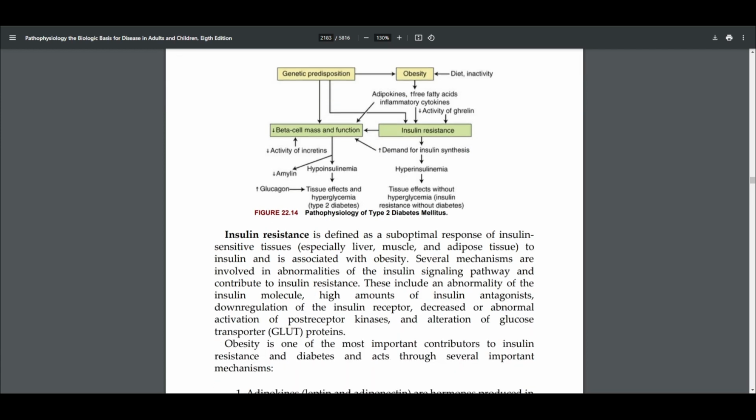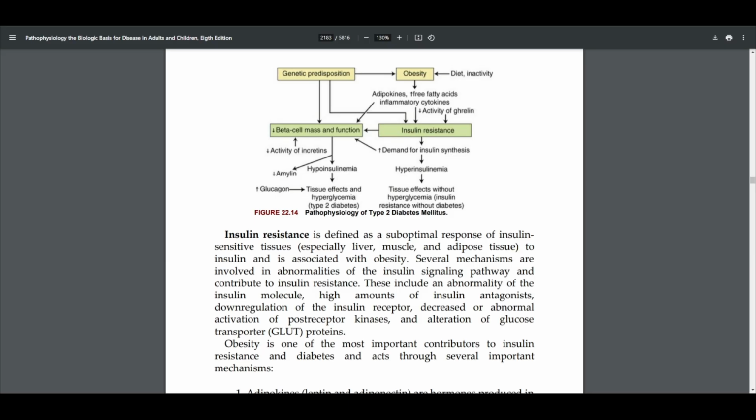So, insulin resistance is defined as a suboptimal response of insulin-sensitive tissues to insulin and is associated with obesity. Several mechanisms are involved in abnormalities of the insulin signaling pathway and contribute to insulin resistance. These include an abnormality of the insulin molecule, high amounts of insulin antagonists, downregulation of insulin receptor, decreased or abnormal activation of post-receptor kinases, and alteration of glucose transporter proteins.